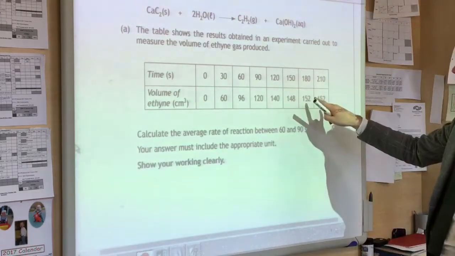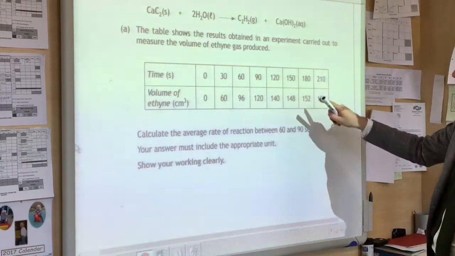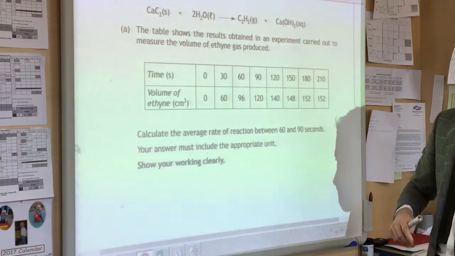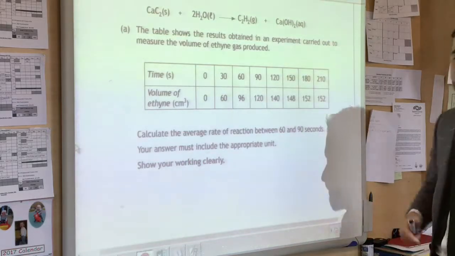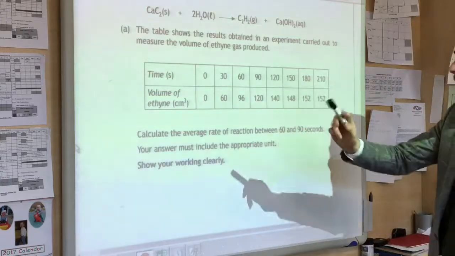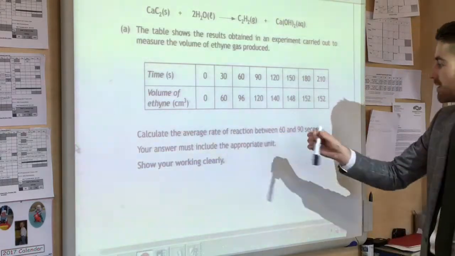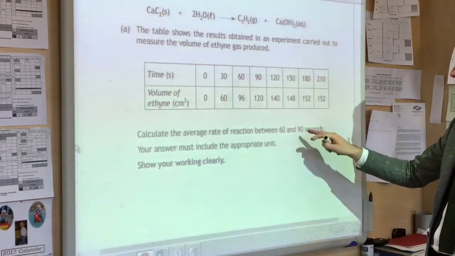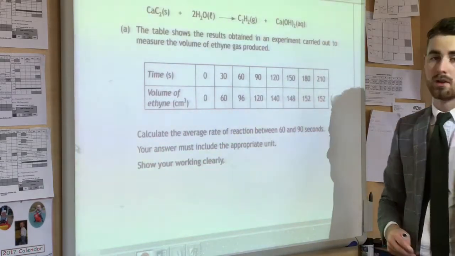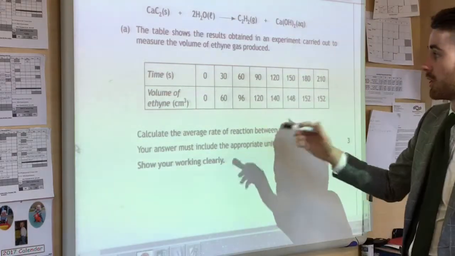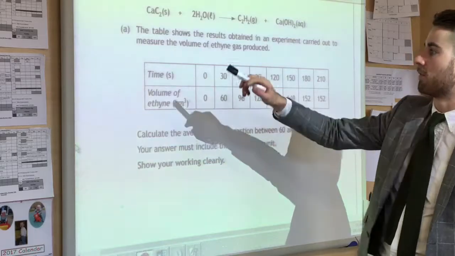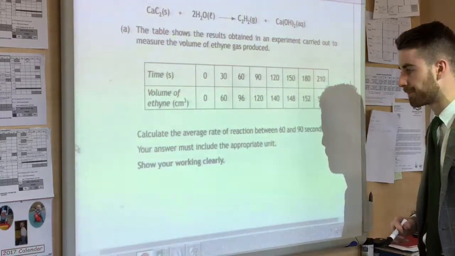So you can see the last two values there. After 180 seconds the reaction stops at 152 centimetres cubed of gas produced. After that point no more gas is produced, so the reaction has plateaued, the reaction has stopped. The question is asking, calculate the average rate of reaction between 60 seconds and 90 seconds. You must include the appropriate units in this. So the units you're going to be looking at are centimetres cubed for volume, and seconds for time.